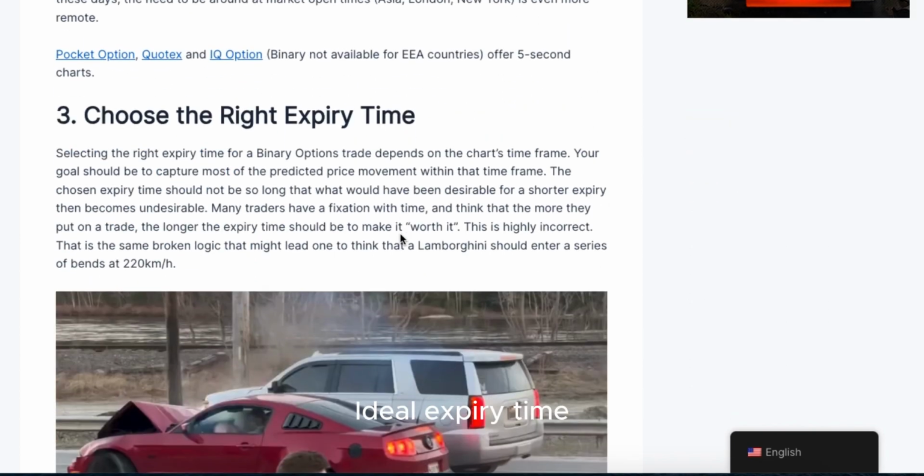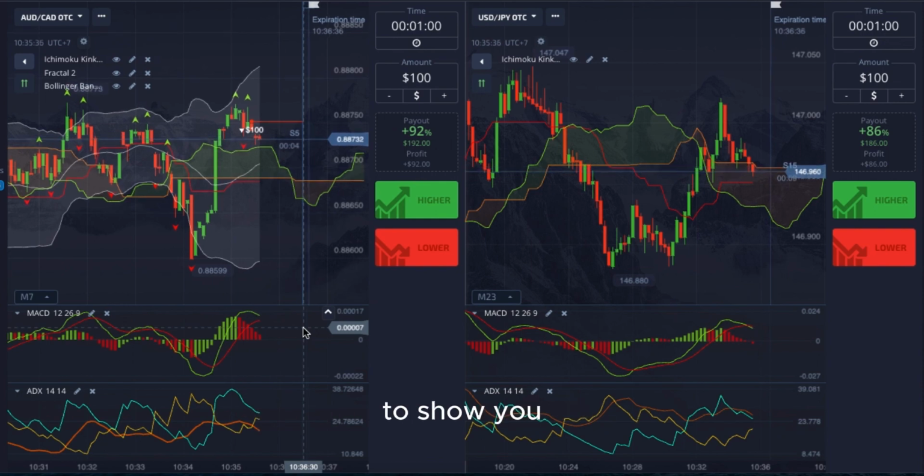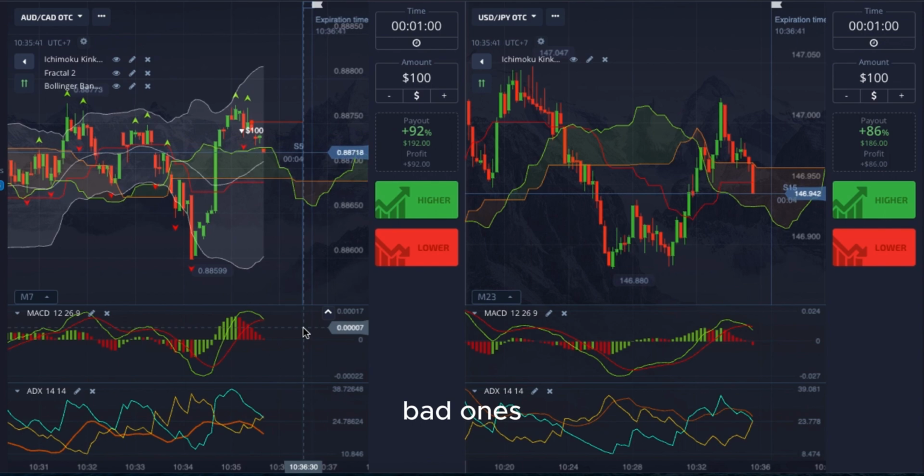I do expiry time. Okay, I do expiry time. Many traders have a fixation with time, and they think that the more they put on a trade, the longer expiry time should be to make it worth it. This is incorrect, highly incorrect. This trade, it took me a bit of time to find it. Like, I wanted to show you a good example versus like the various bad ones.